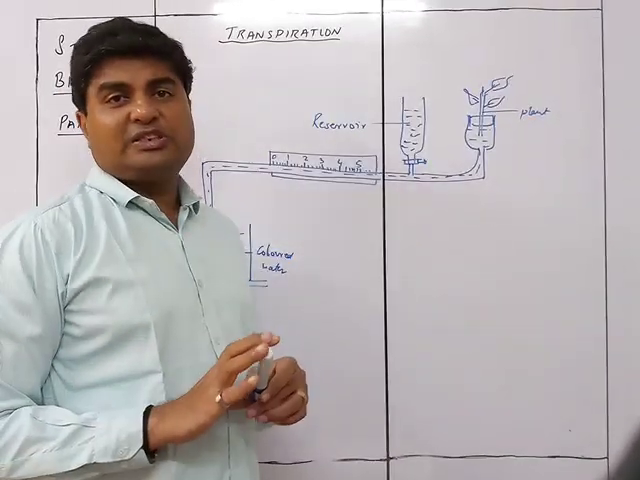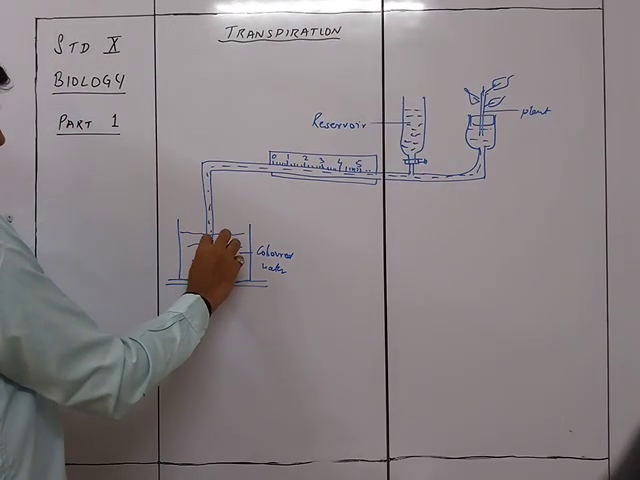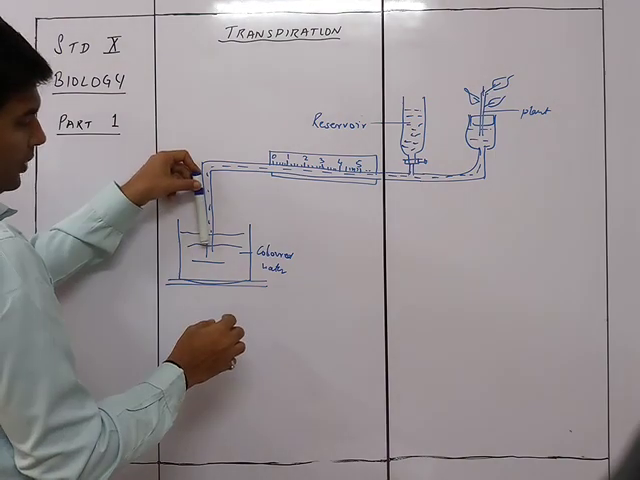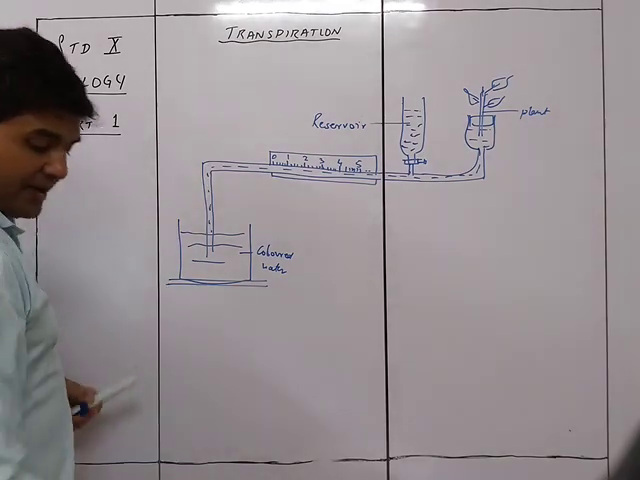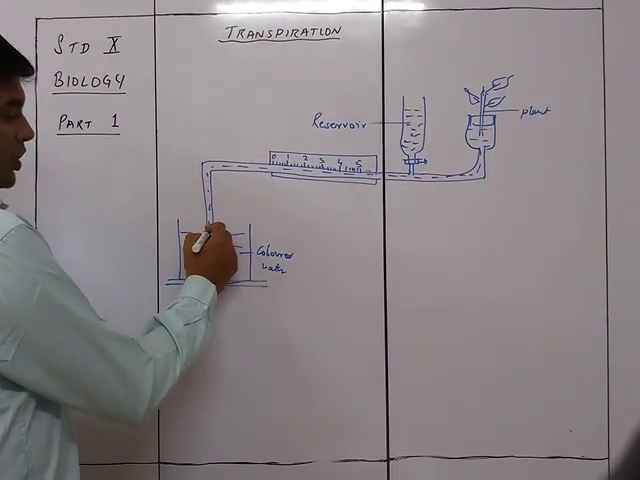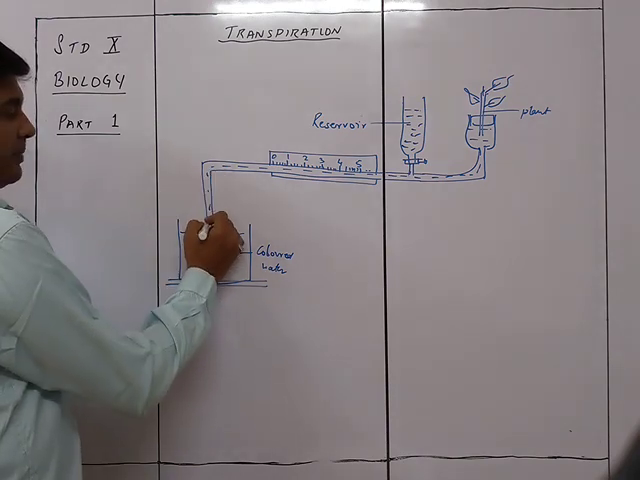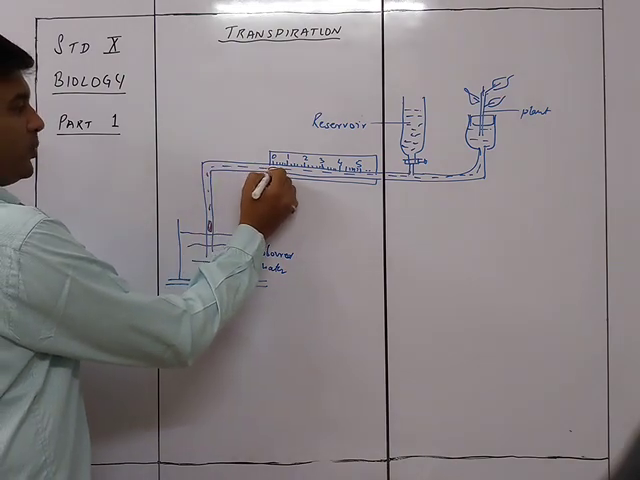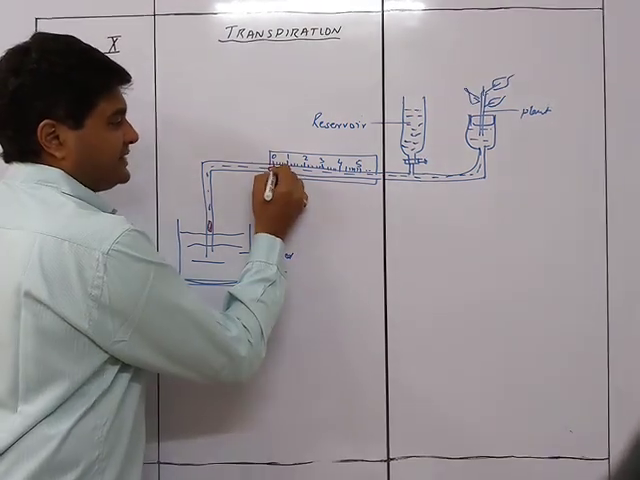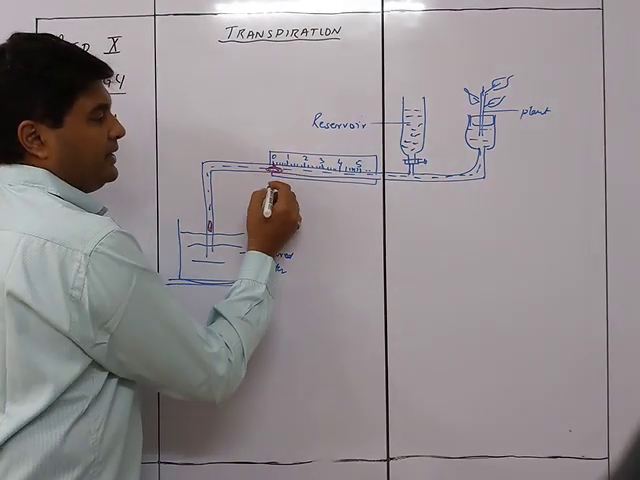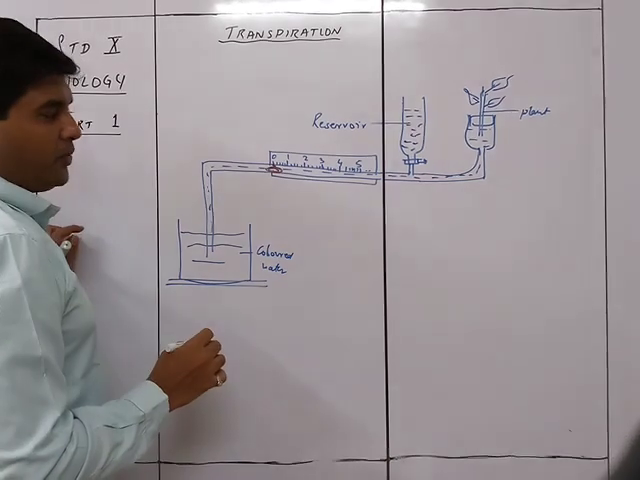To start the experiment, we lift this tube up till it comes just above the water, and then put it back again. When you do this, you will find that an air bubble enters inside, travels, and places itself somewhere here. Where it places itself, we slide the scale and take that as the 0 point. So the air bubble will be at the 0 point at the start of the experiment.